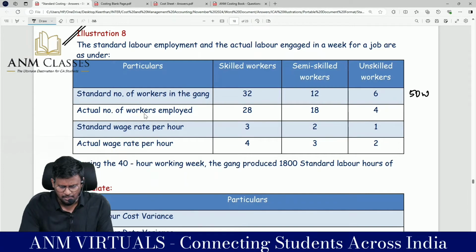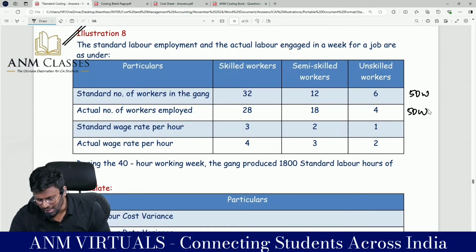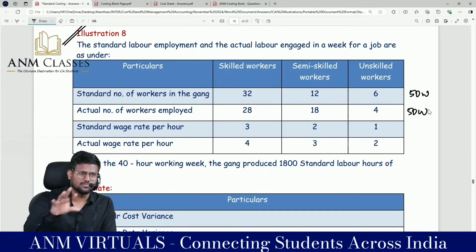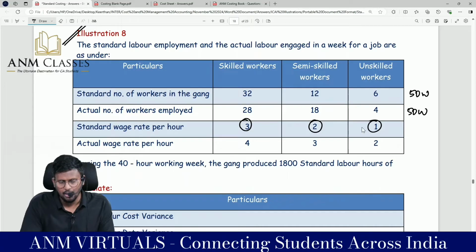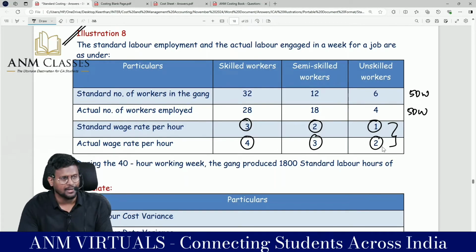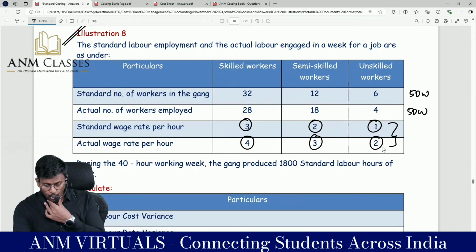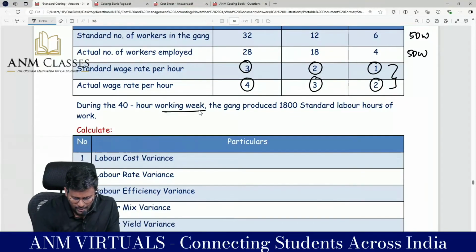Actual number of workers employed 28, 18, 4. 28 plus 18 is 46, plus 4 is 50. So the total does not change but the mix has changed. The total does not change but the standard wage rate is 3 rupees, 2 rupees, 1 rupee, but actual is 4 rupees, 3 rupees, 2 rupees. That means labor rate variance may come during the week's working hours.